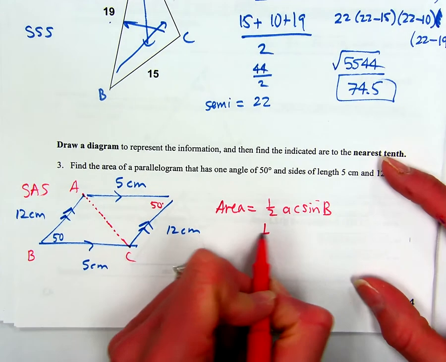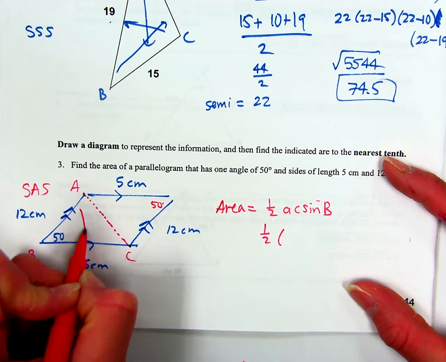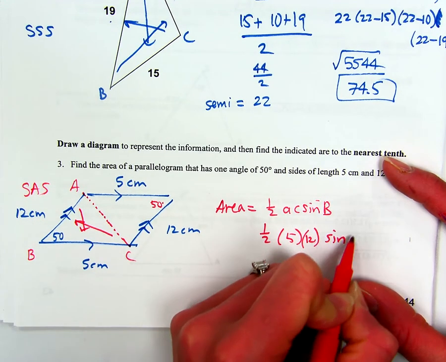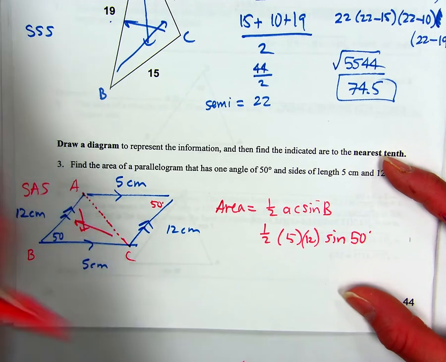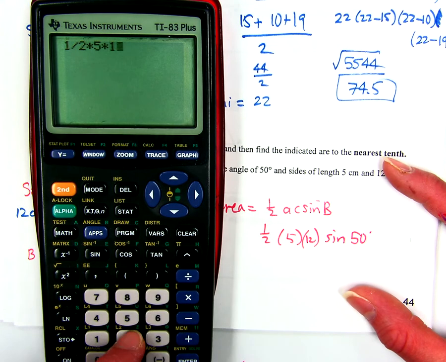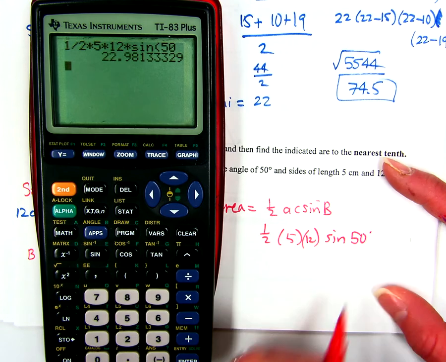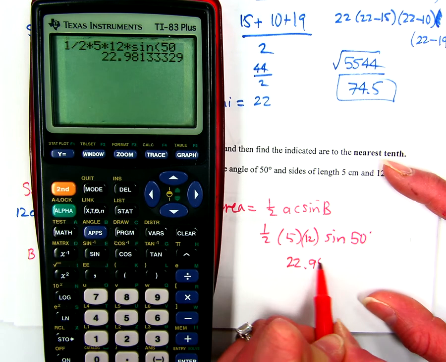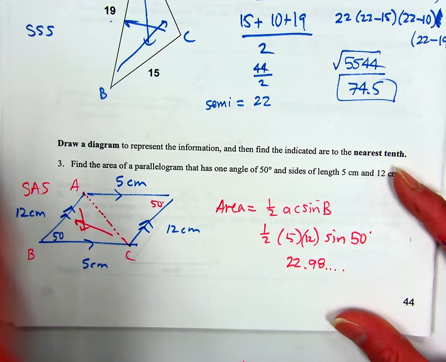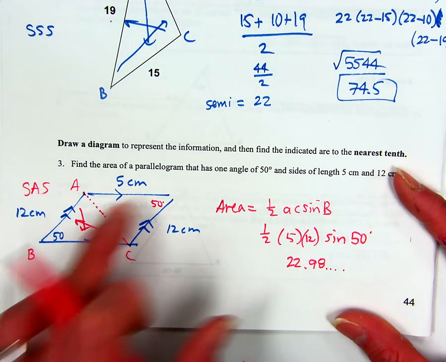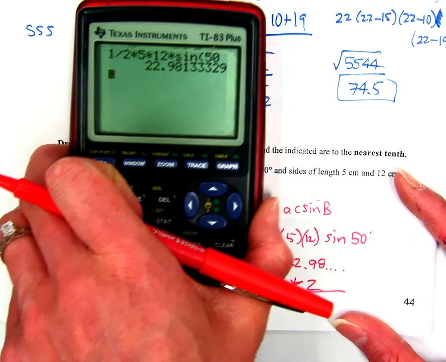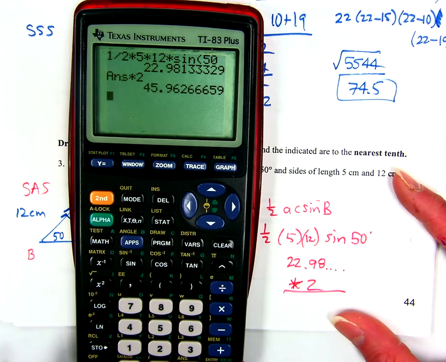So just fill in your information. A is 5, C is 12, angle B is 50. Type that all in your calculator: 1/2 times 5 times 12 times sine of 50. That gives me 22.98... Now notice that's not my final answer because that was only this triangle. But how many triangles do I have? I have 2 of them. So I just have to double that answer. I'm going to multiply by 2. Now that's my final answer.